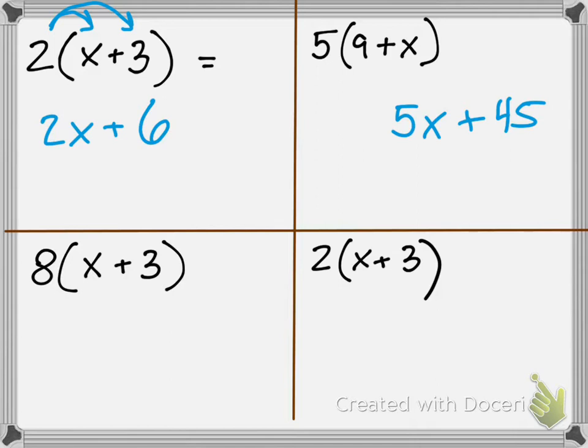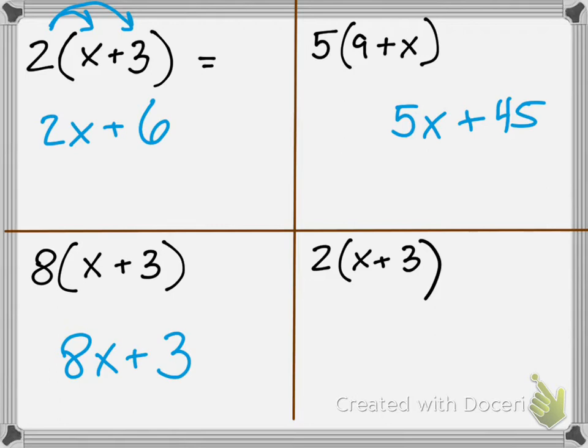If you got 45 plus 5x, it's still the same thing. Michaela, what about this next one? 8 times, in parentheses, x plus 3. So she says 8x plus 3. Nodding our head or shaking our head? What do we think?